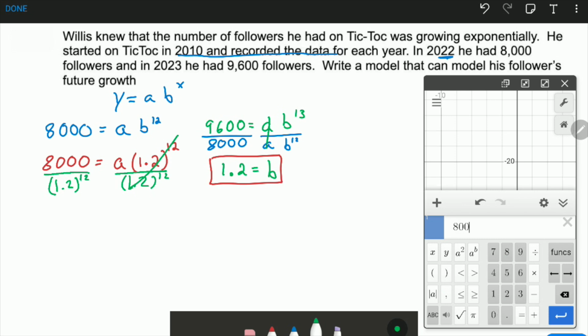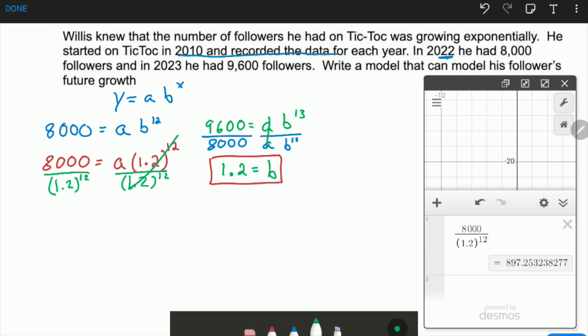So my 8,000 divided by my 1.2 to the power of 12 gives us that the starting amount is about 897.2. Since we're talking followers here, we'll round to the nearest whole value. So we have 897 as the initial starting amount.